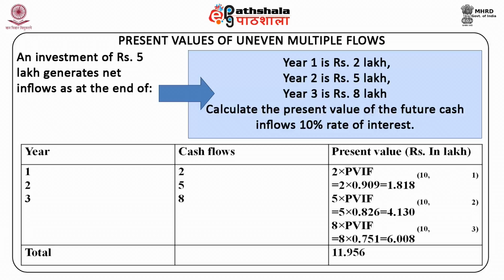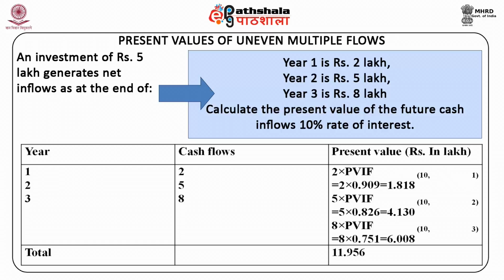Years 1, 2, 3 are given, cash flows are 2, 5, 8, and the present value is calculated in the third column. 2 into PVIF 10.1, which is 0.909, equals 1.818. 5 into PVIF 10.2, 5 into 0.826, is equal to 4.130. 8 into PVIF 10.3, which is 8 into 0.751, is equal to 6.008. The total of these three is 11.956.